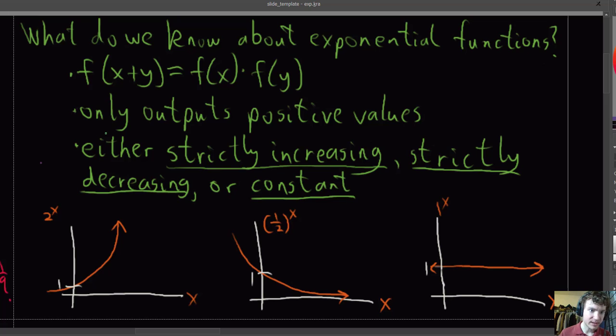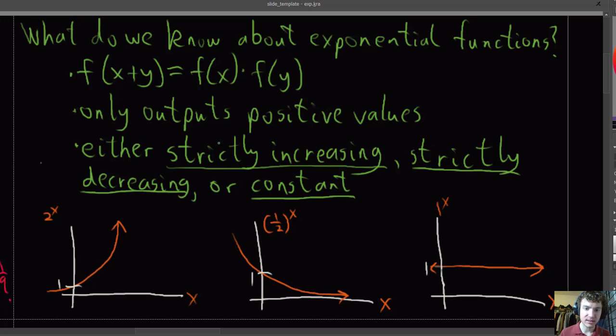Another important property is that these exponential functions should only output positive values, because in the back of our heads we're thinking of these as taking a positive number and raising it to some power x. So you might reasonably ask that the function you get by generalizing should also only output positive values, since a positive number to a positive power should be positive.